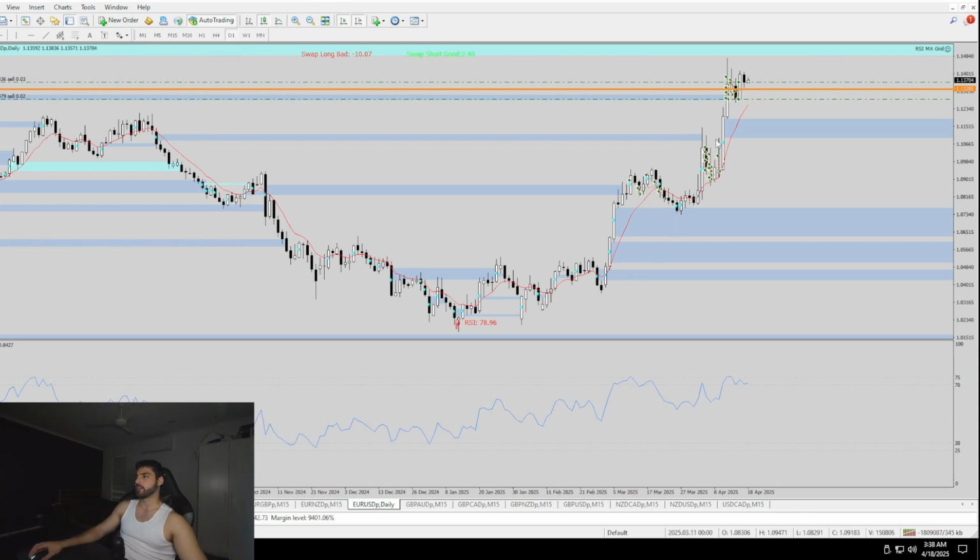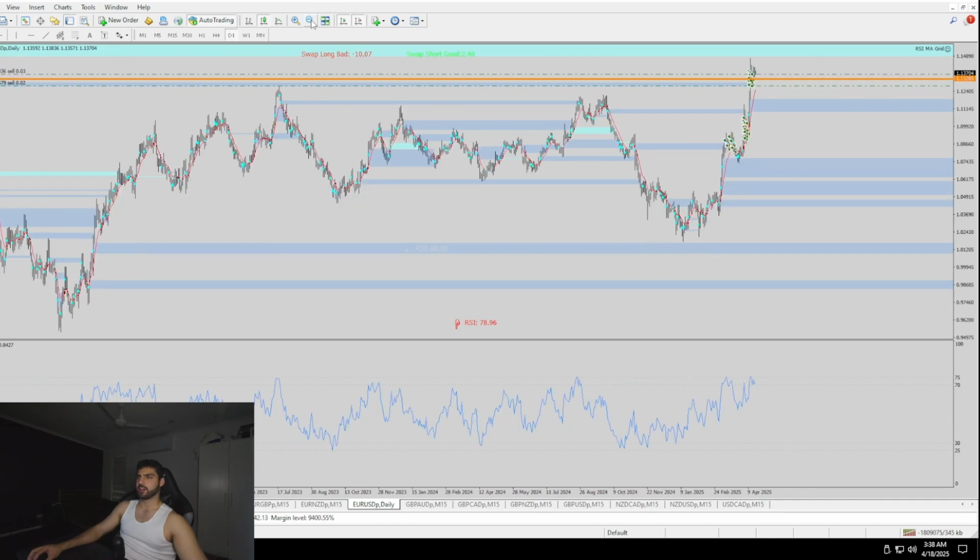Look at this move we've had up. We need to have some sort of pullback for these banks and institutions to take profit. You can see it happening over and over again. So we go down, take profit, take profit, take profit. It just moves up and down. That's what it does, these Forex pairs.